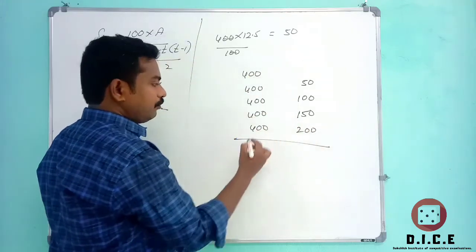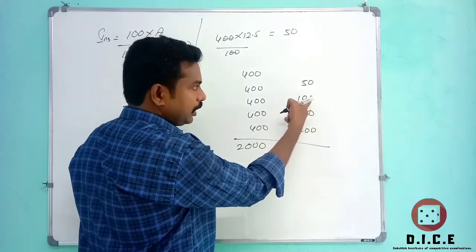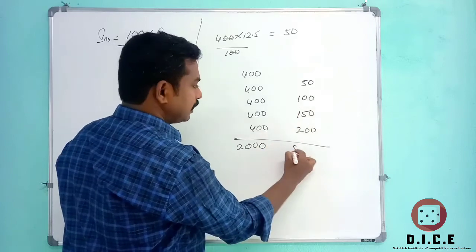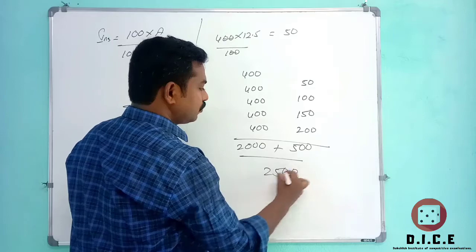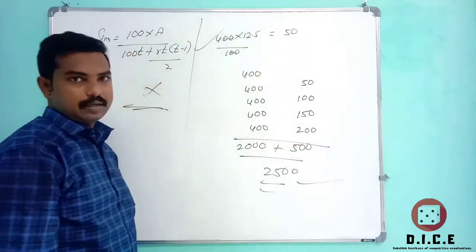So in 5 years, 5 fours are 2000. 200 plus 100, 300. 50 plus 150, 200. 300 plus 200, that is nothing but 500. 2000 plus 500 is 2500, which is clear. So 400 is your answer directly.